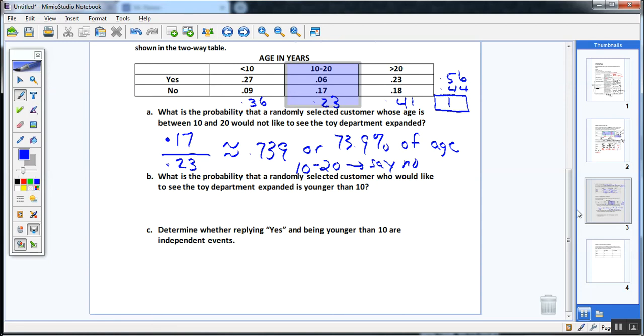All right, so let's get back to this so we can finish this up. Part B, what's the probability that a randomly selected customer who would like to see the toy department expanded is younger than 10? We're going under the assumption that the person is saying what here, kids? They say yes. So what's the decimal for this row total for yes? 0.56. And of the 0.56 in that row, how many were younger than 10? 0.27. So to get that probability, you would do what, kids?